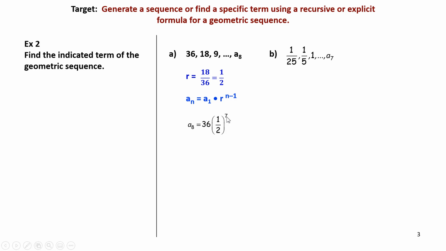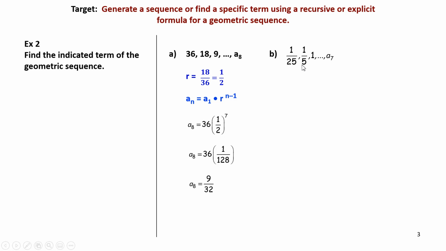Now a lot of these you're going to want to just pop out a calculator for these. If you actually do it without a calculator, you get 1/2 to the 7th power is 1 over 128. And 36 times 1 over 128 simplifies to 9/32. All right? I don't know what the decimal value is for that. Look at part B. I'm going to do the exact same thing.